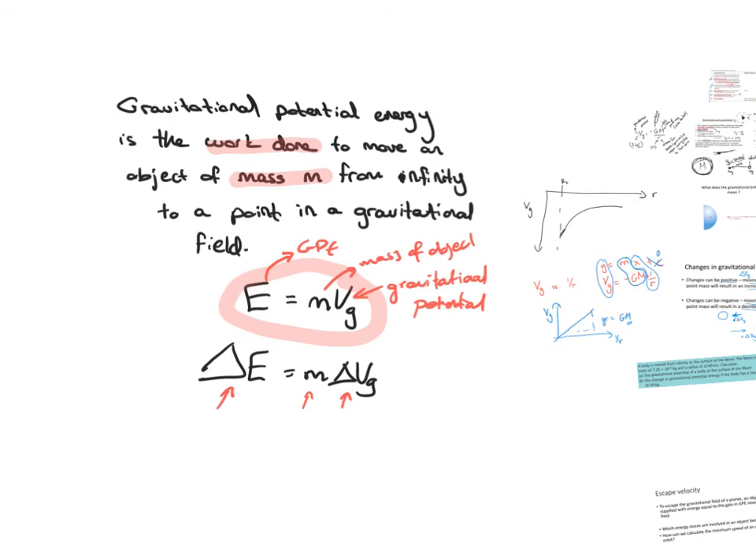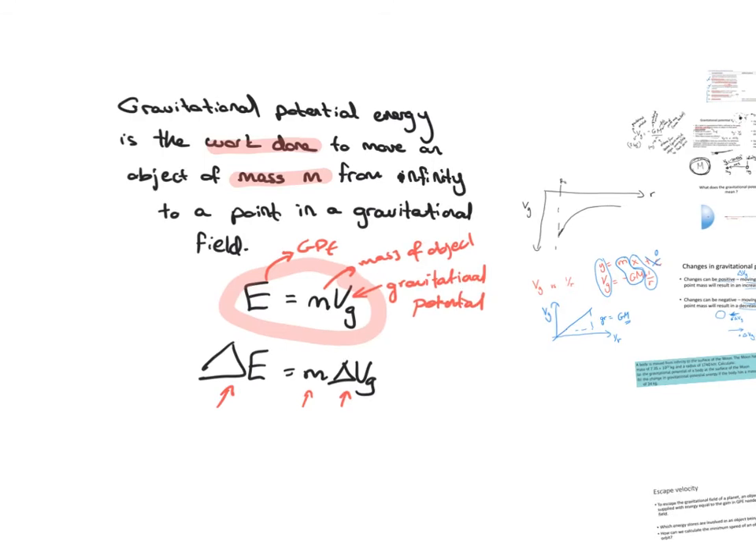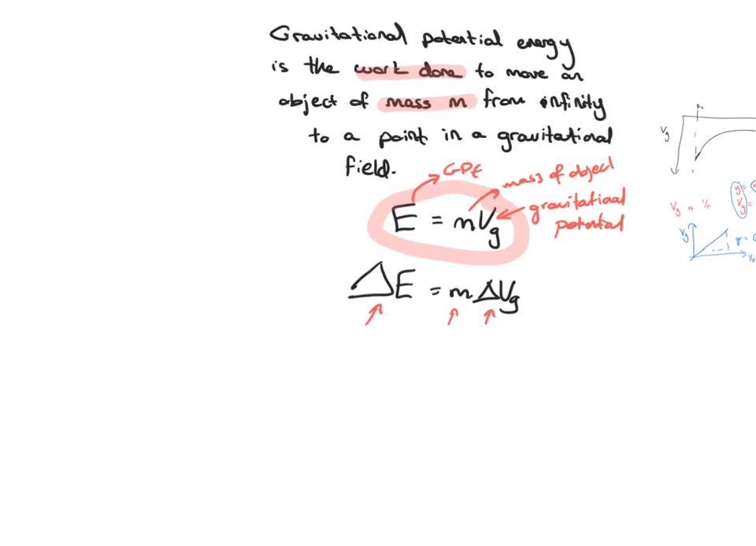Now, before I move on, I want to just mention briefly gravitational potential energy in a uniform gravitational field, so basically at the surface of the Earth. We know that the gravitational potential energy changes with height, and we usually calculate it using mgh or mg delta h.